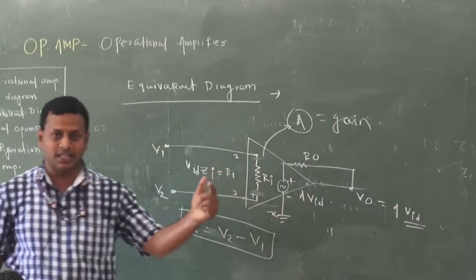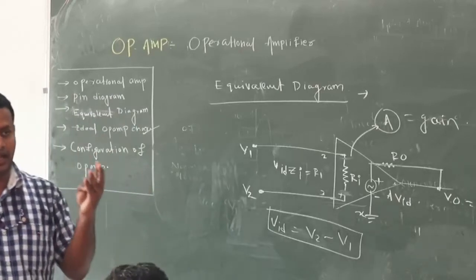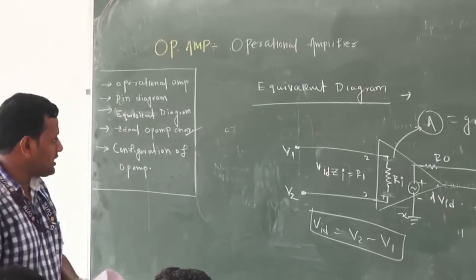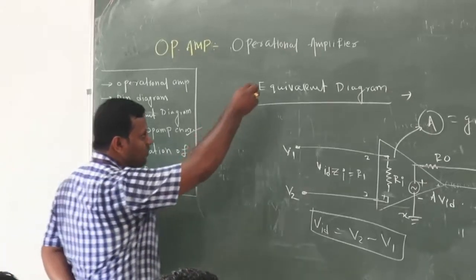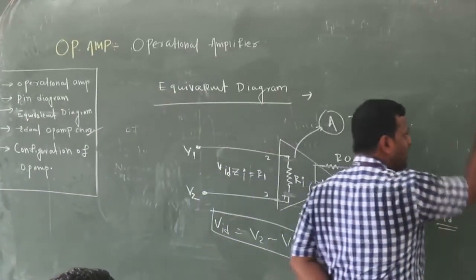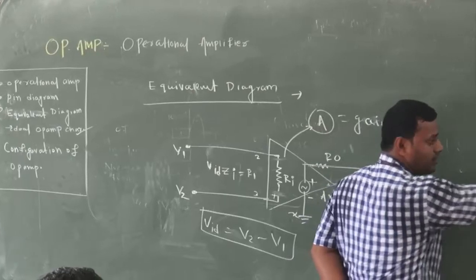Now I relate these things to your BJT and FET, then op-amp. In case of BJT, it might be known that IC is equal to, the output characteristic was IC.